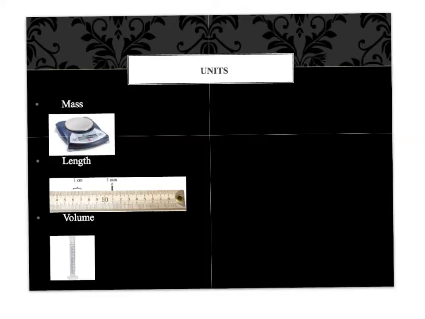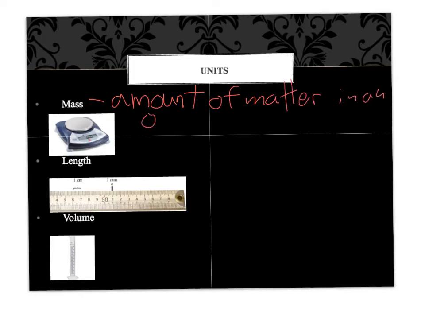Alright, so since we're talking about unit conversions, we need to talk about measurements and units, of course. So we'll talk about mass first. Mass, of course, you will find using a digital scale generally in this class. And what mass is about is this. It's the amount of matter in an object, right? So this isn't related to size or anything like that. It's the amount of matter, okay? And it is measured in grams. Those are the units for mass.